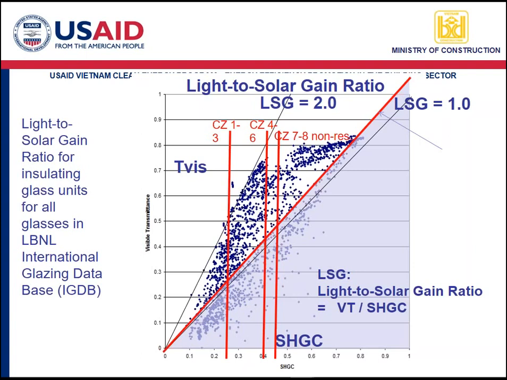The energy code in the United States for all climates like Vietnam requires the use of glass with a SHGC less than 0.2.